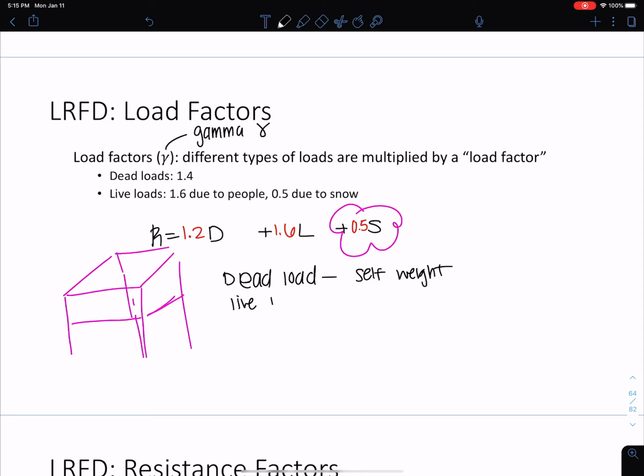Live load means like people. How many people are in the building? And of course, snow load, it's actually a type of live load, but it's really just snow. It's like a gravity load.